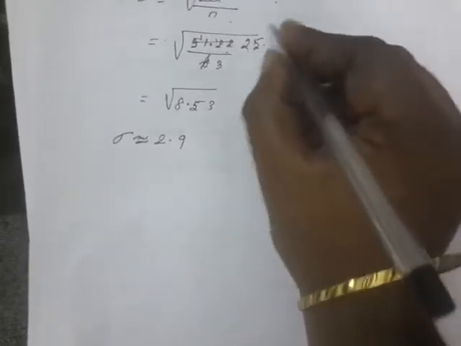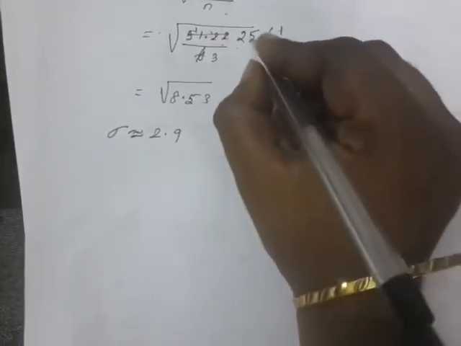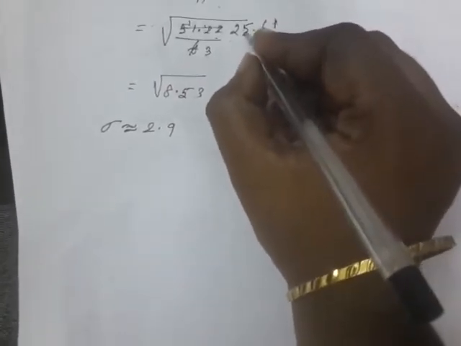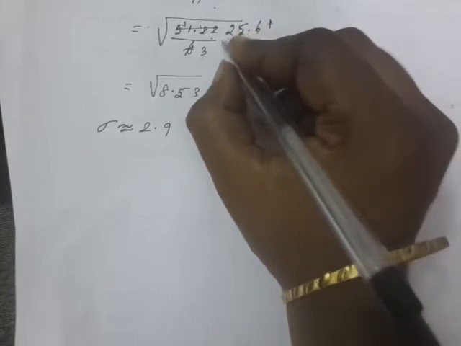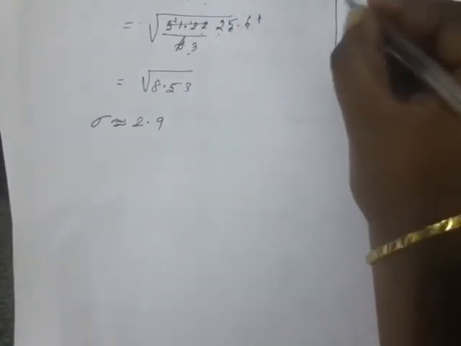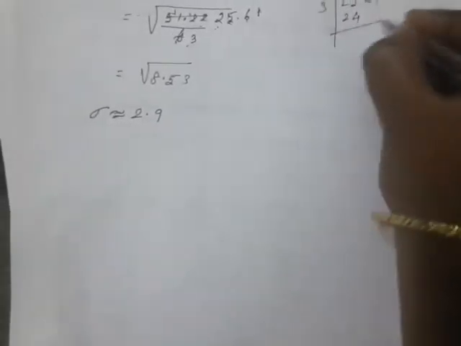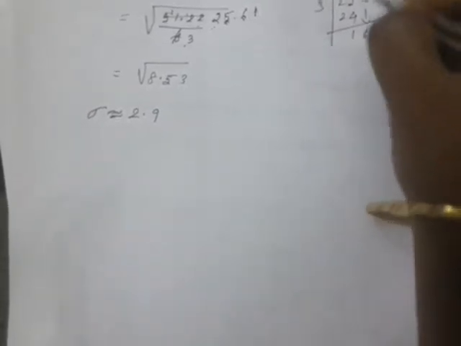So check whether this is divisible by 3 or not. 7 plus 5 is 12, 12 plus 2 is 14. 14 is not divisible, so you have to do the division. 25.613: 8 3s are 24, balance 1. This 6 you have to drop down. Point. 5 3s are 15, balance 1. This 1 you have to drop down. 3 3s are 9. So 2.